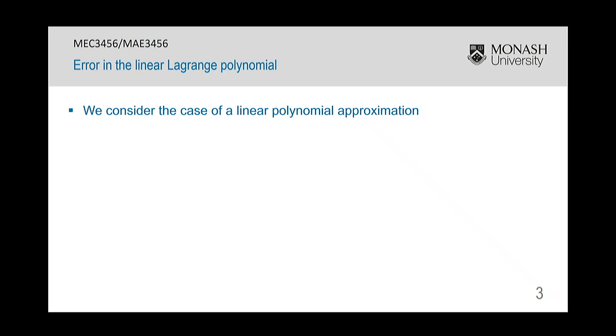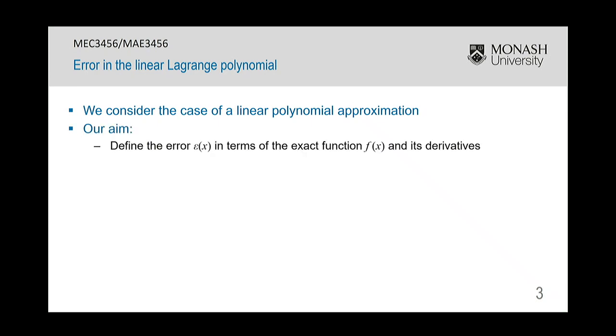So we're only going to consider the case of a linear polynomial approximation here. You can do higher orders. The analysis becomes far more complex, and it's not really very illustrative. So we're just going to do the simplest case. So our aim in the next 4 or 5 slides is to define our error, epsilon of x, in terms of the exact function, f of x, and derivatives of the exact function, even though we don't actually know what f of x and its derivatives are.